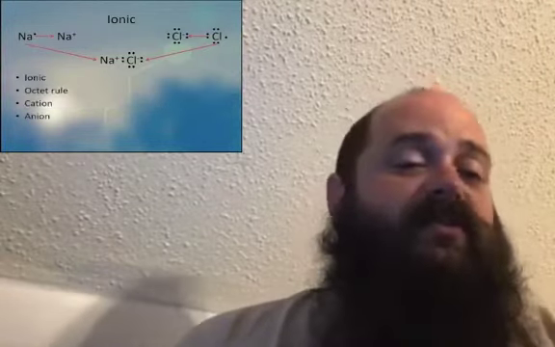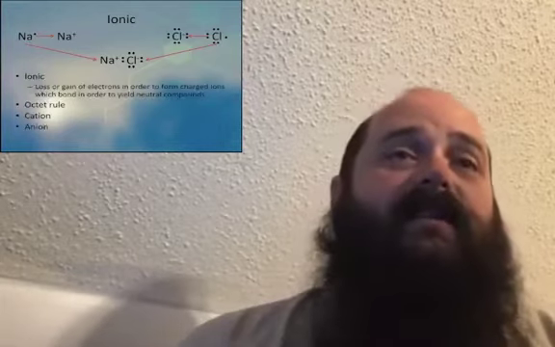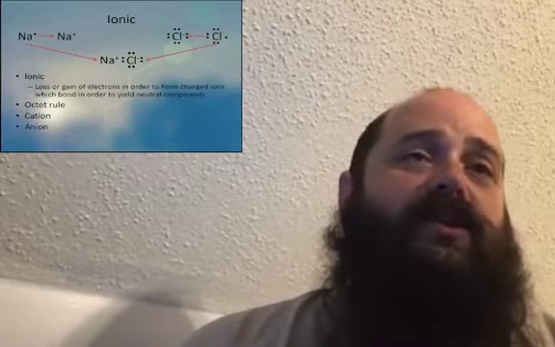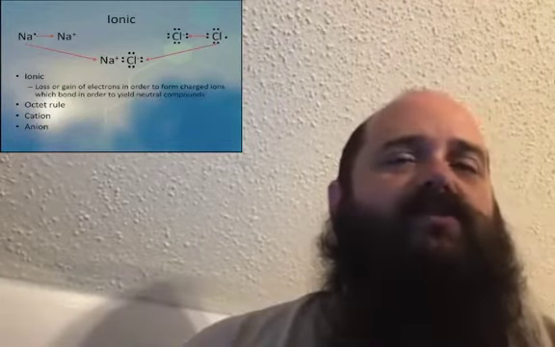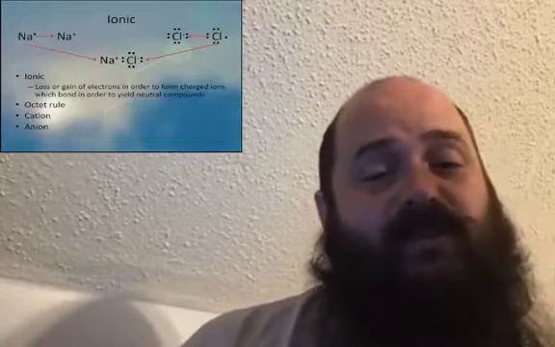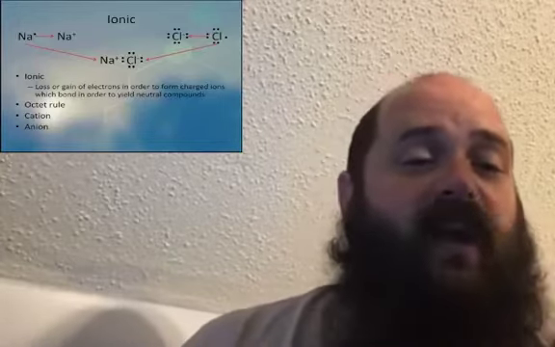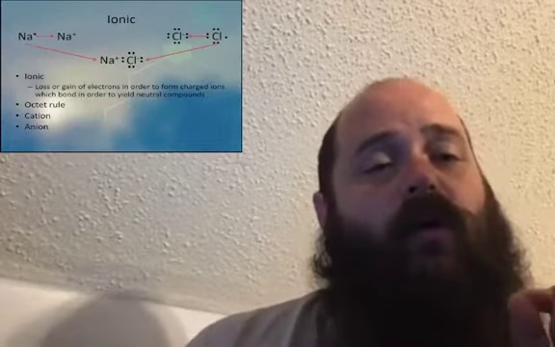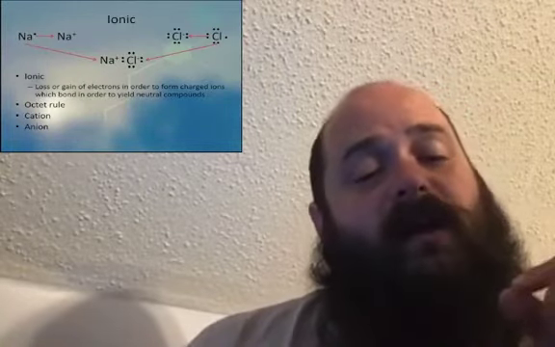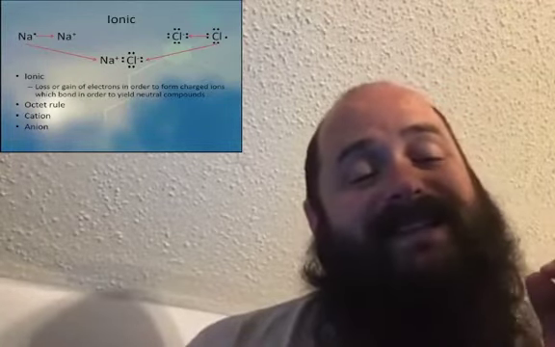We have a couple of terms to describe. So we have ionic. Ionic is the loss or gain of electrons in order to form charged ions, which bond in order to yield neutral compounds. This is important. In nature, you will always want to have neutral overall compounds. Charged compounds do not exist stably in nature.